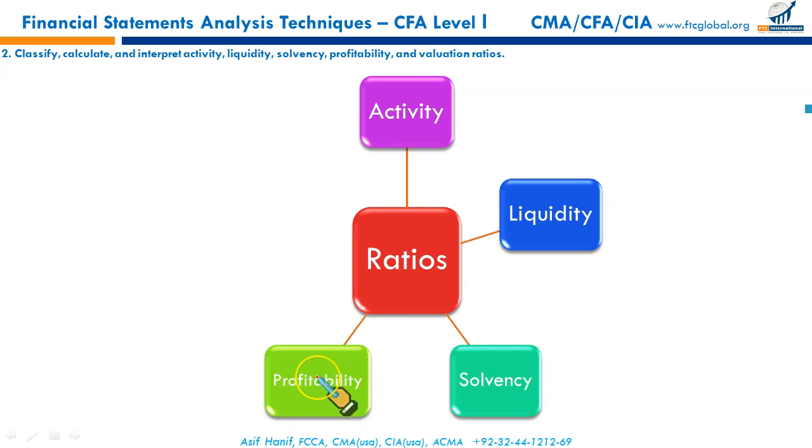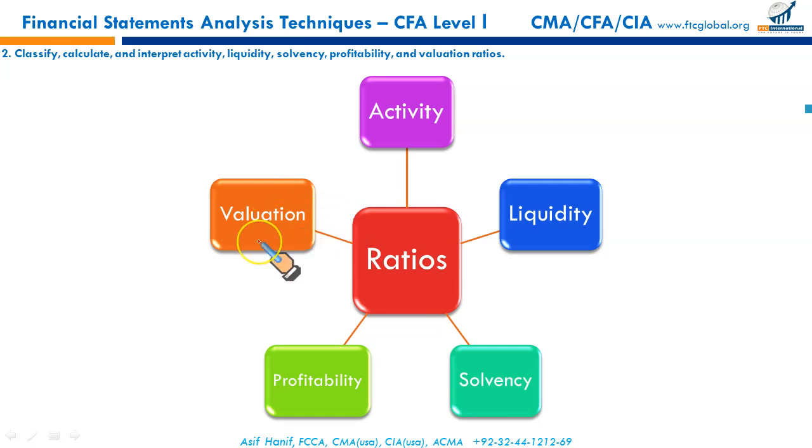Then another set of ratios, profitability ratios. As the name suggests, these ratios help us assess how well the company has generated profits based on different investments employed. And the last set of ratios are valuation measures or valuation ratios. They are used in analysis for investments in common equity.